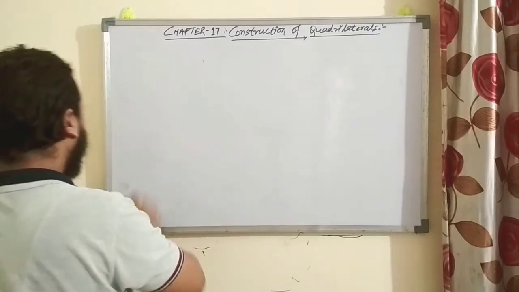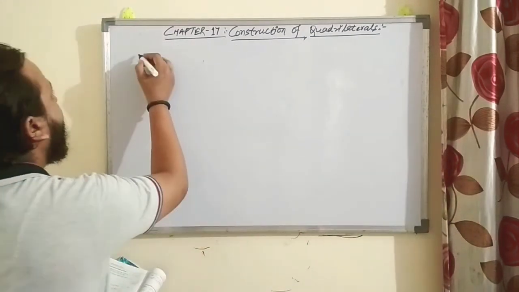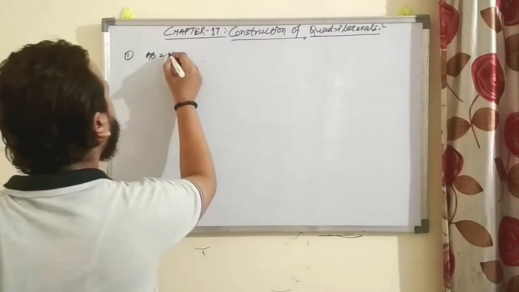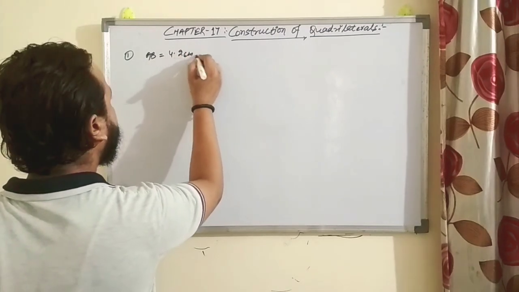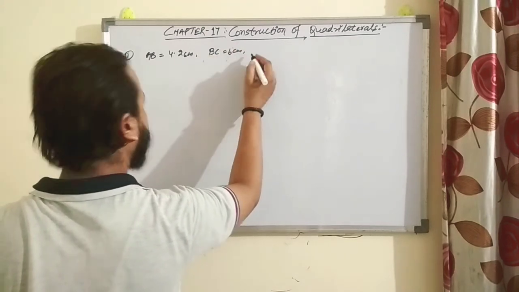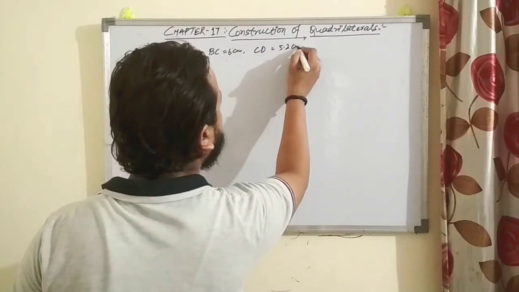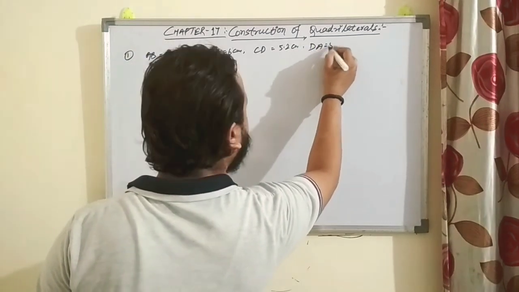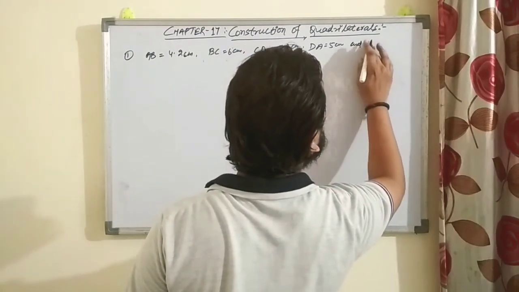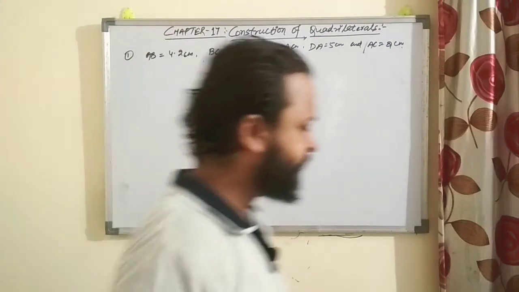So in exercise 17A, the first question is saying you have to construct a quadrilateral ABCD where AB is given as 4.2 centimeter, BC is given as 6 centimeter, CD is given as 5.2 centimeter, DA is given as 5 centimeter, and AC is given as 8 centimeter, right?